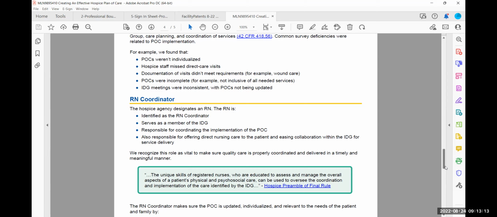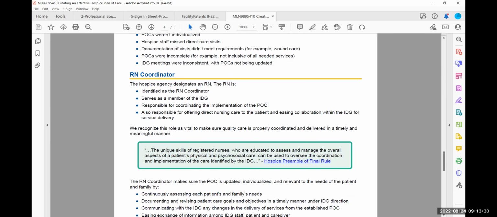Everything: social services, spiritual, everything, okay? We recognize this role as vital to make sure quality care is properly coordinated and delivered in a timely and meaningful manner. And here, this is a compliment to us. The unique skills of registered nurses who are educated to assess and manage the overall aspects of a patient's physical and psychosocial care can be used to oversee the coordination and implementation of care identified in the IDG. And that's the preamble to their final ruling about IDG.